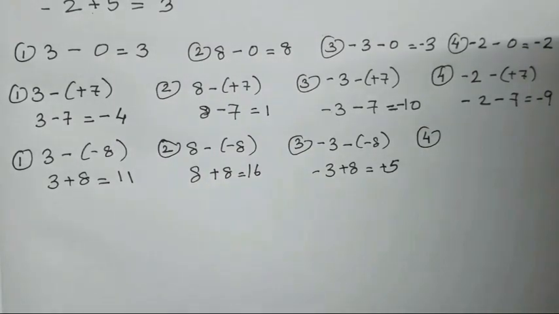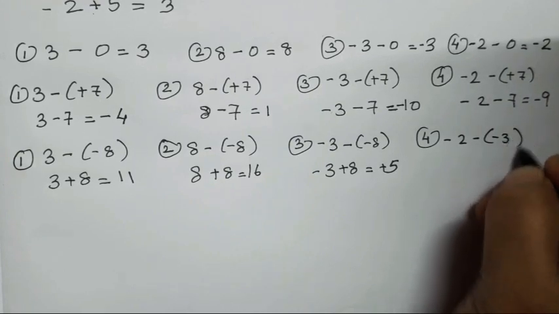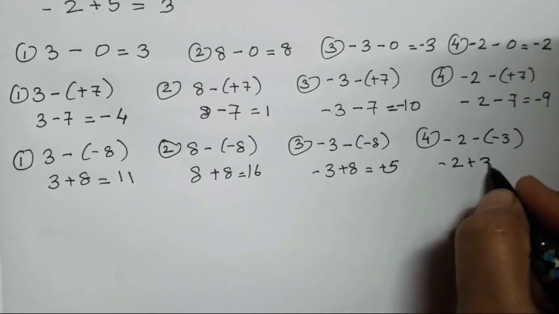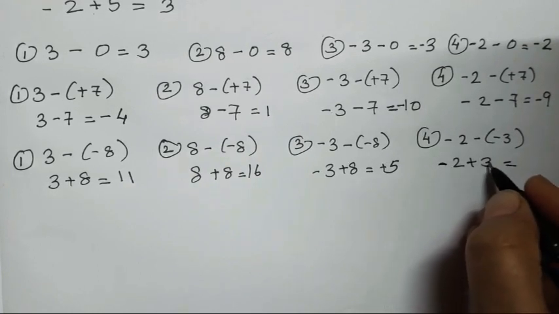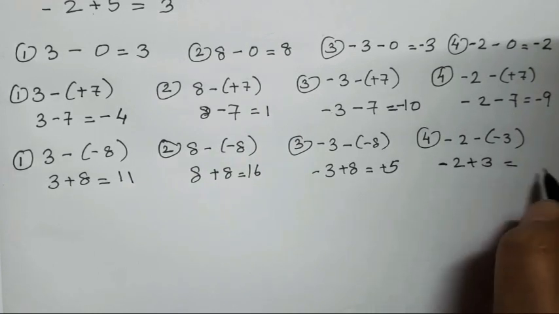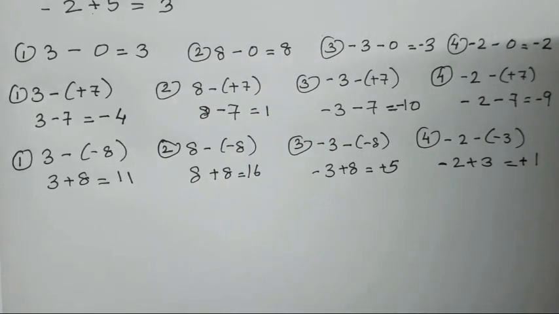And the fourth one is minus 2 minus 3. So minus 2 plus 3, because minus and minus is going to be plus. Minus and plus will be minus. So 3 minus 2, 1. Sign of the bigger number, that is plus. Okay, so I think the sum is clear to everyone how you have to solve.